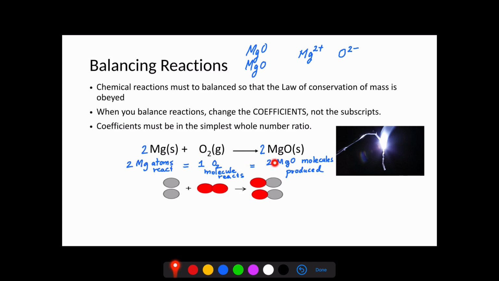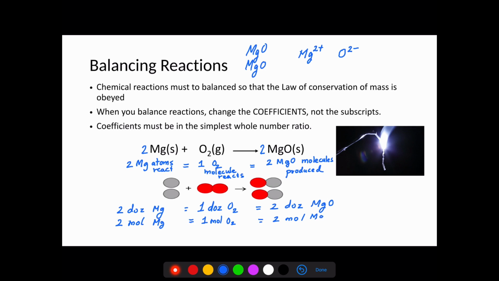They're telling you the number in which they react. If you scale it up, you can say if you have 2 dozen magnesium atoms, then they will react with 1 dozen oxygen molecules and they will produce 2 dozen magnesium oxide. Okay, you can scale this up and say if you have 2 moles magnesium, then it would need 1 mole oxygen to react and it will produce 2 moles of magnesium oxide.